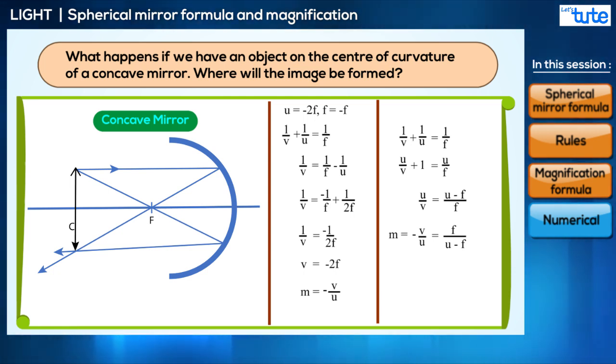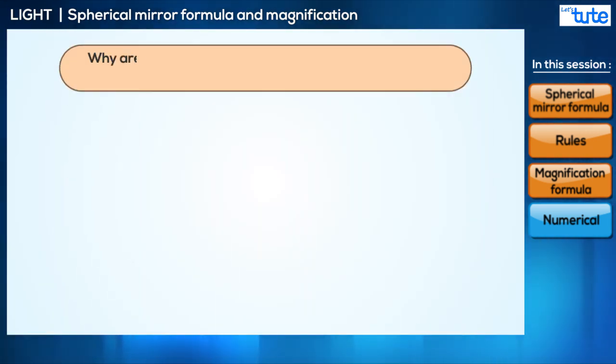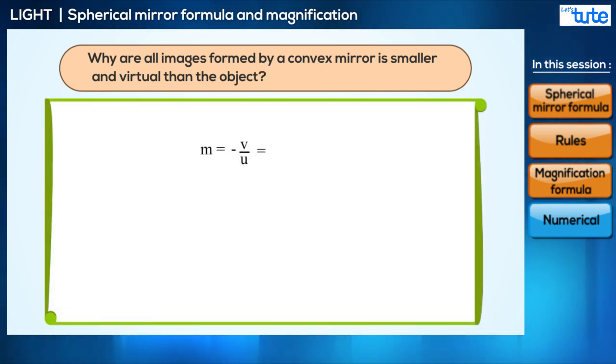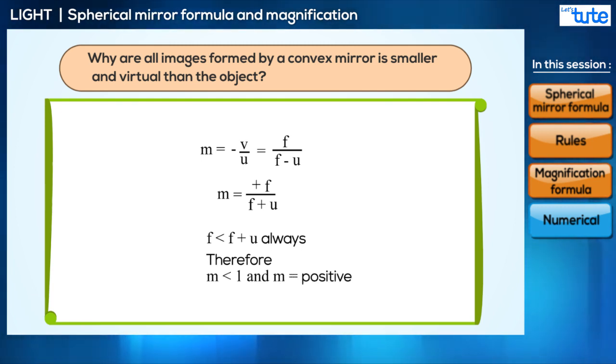So now that we know all this, we can explain without using ray diagrams why the image formed by a convex mirror is always smaller than the object and is always virtual. First, let's look at the magnification using the formula we just derived. The focal length of a convex mirror is always positive while the object distance is always negative. Putting the signs in the formula, we can see that the numerator is positive and will always be smaller than the denominator. Thus, the fraction as a whole will be positive but smaller than 1.